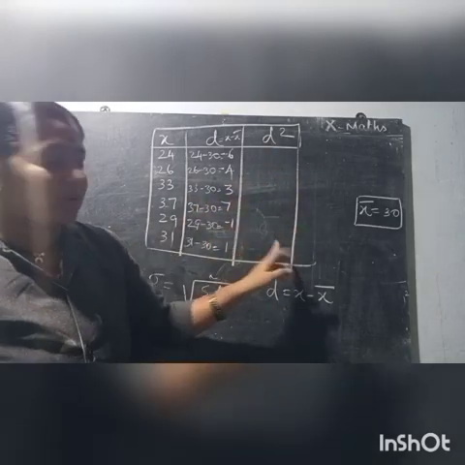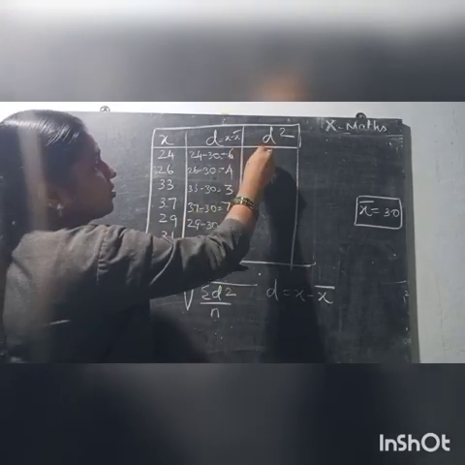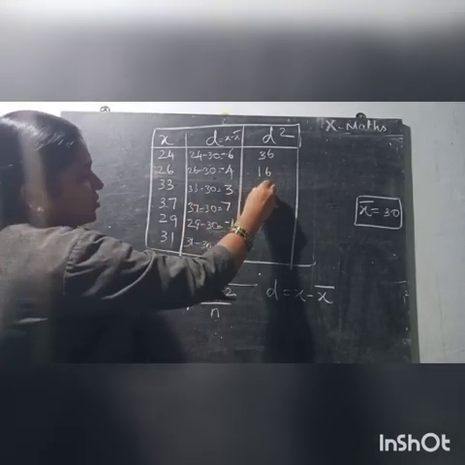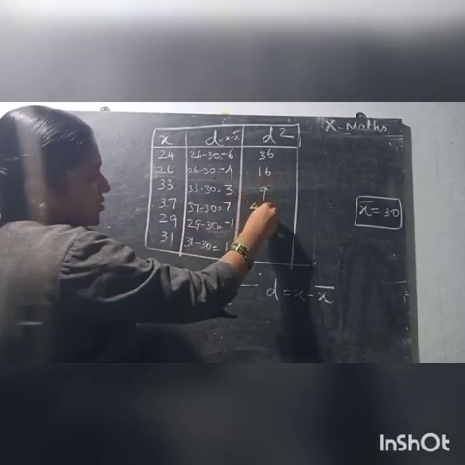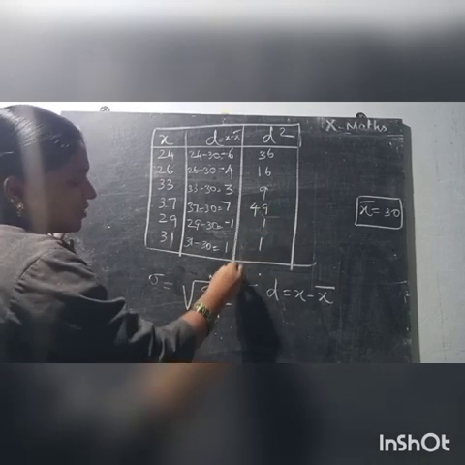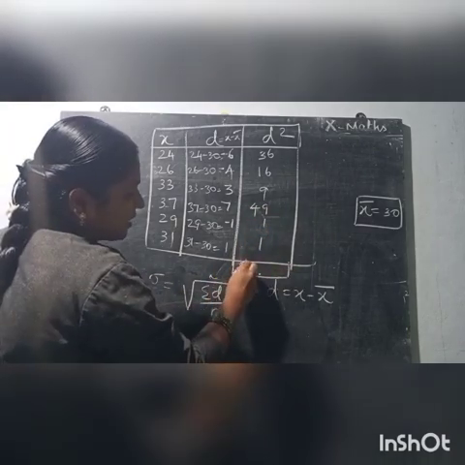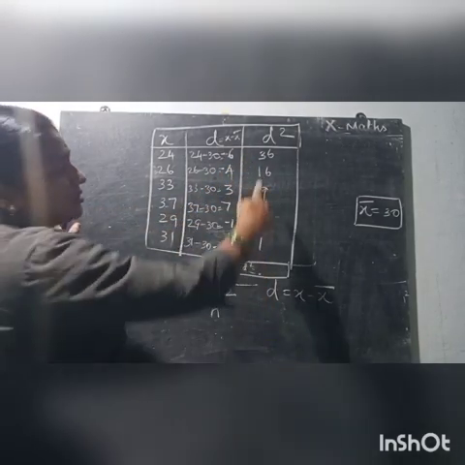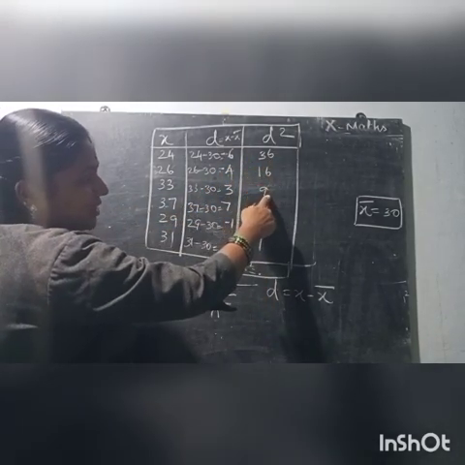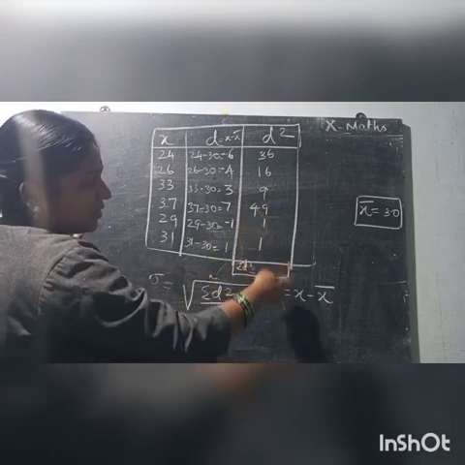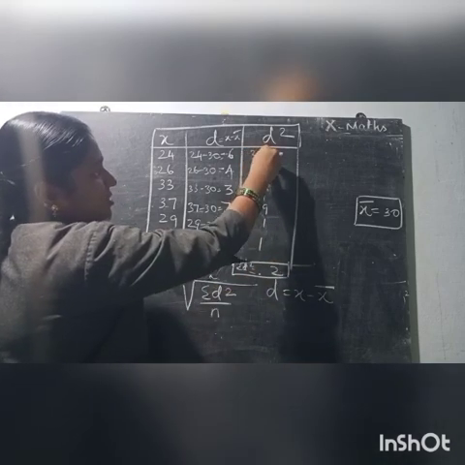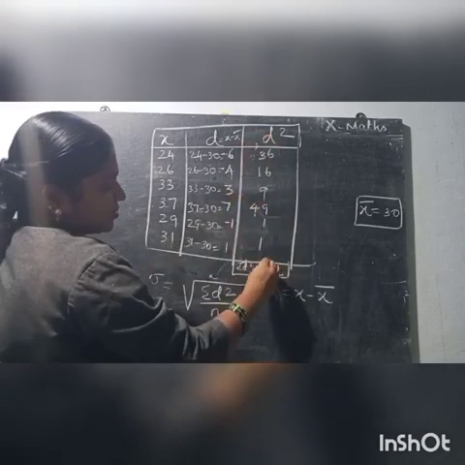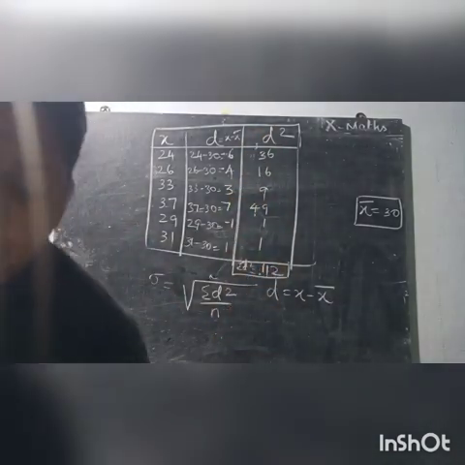Now we have to find the d square values. Minus 6 the whole square is 36. Minus 4 the whole square is 16. 3 square is 9. 7 square is 49. 1 square is 1. 1 square is 1. Now we need sigma d square, so we should find the total of these values. That gives 112.